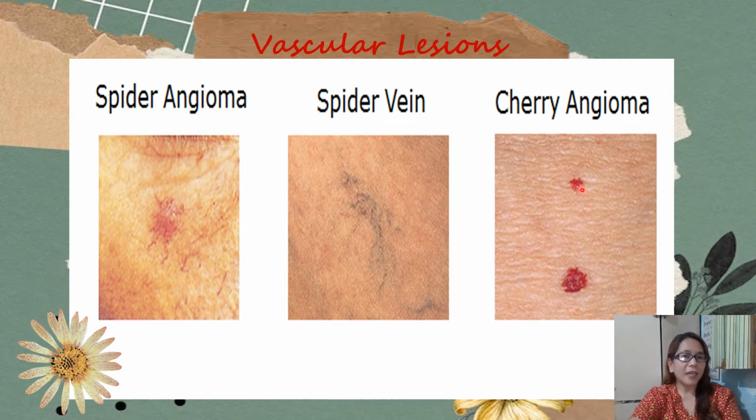It is bright or ruby red that may become brownish. It is round or can be flat. Sometimes it is raised. It increases in size and number with age. This can be found on the trunk and extremities.